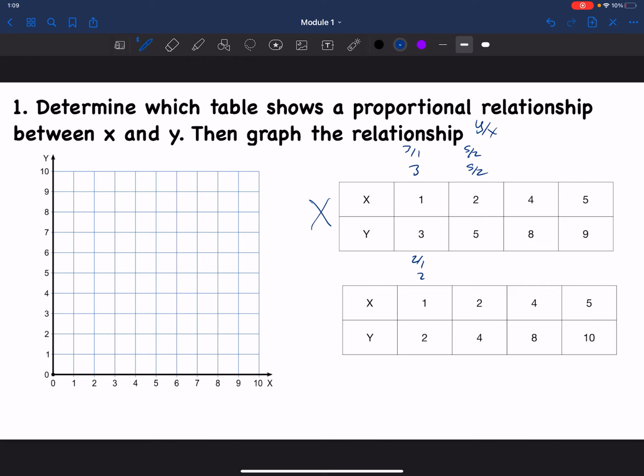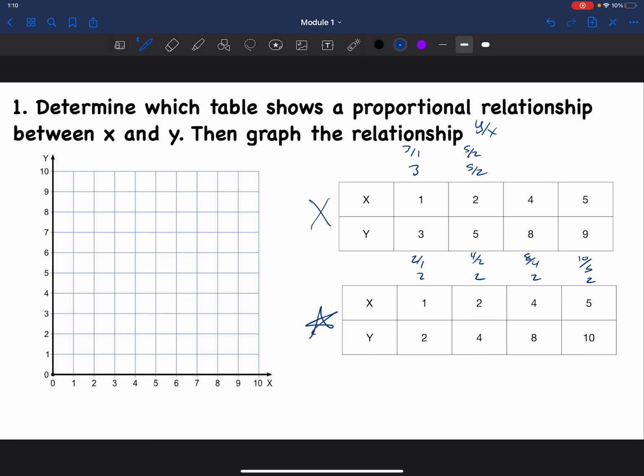2 over 1 simplifies to 2. 4 over 2 is 2. 8 over 4 is 2. And 10 over 5 is also 2. So I'm going to be graphing the second one. Let me make that even more clear. There we go. We're graphing the second one.